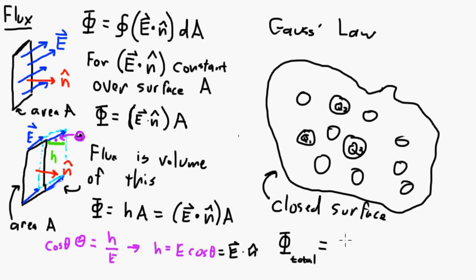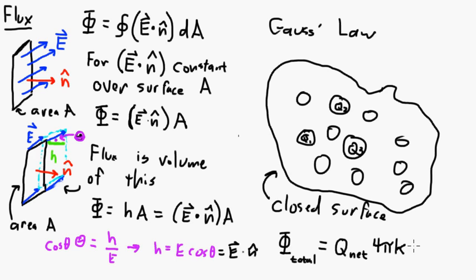Actually, probably better just to write Q net, because you're not always summing discrete charges. It is the net charge inside the surface. So it's the sum of all these charges. If you have some positives and negatives, they cancel out. If you have all positives, they add up to a bigger positive, etc. Times 4 pi k.